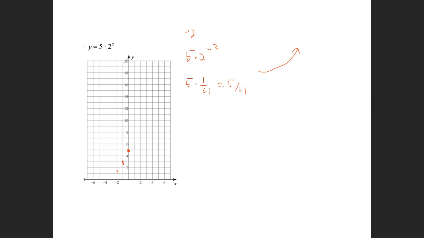So that would be right above there. I put 1 in there. 2 to the 1st is 2. 5 times 2 is 10. So at 1, it's going to be way up. This function is really going to go up fast. Like that, just taking a few points.